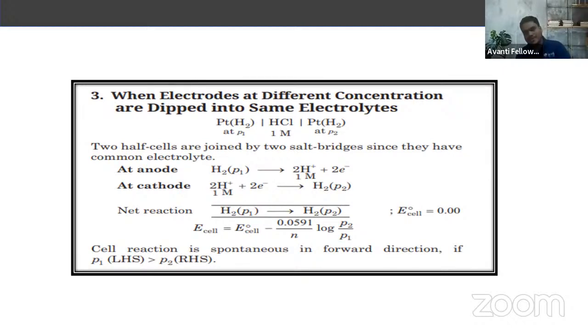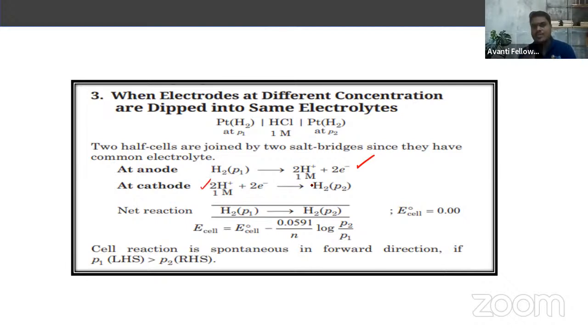Now, the next thing is when electrodes at different concentrations are dipped into the same electrolyte, that is platinum H2 and HCl, platinum H2. Two half cells are joined by a salt bridge since they have the common electrolyte. Okay? So at anode, we have H2, they lose 2 electrons. At cathode, they accept 2 electrons to become H2.